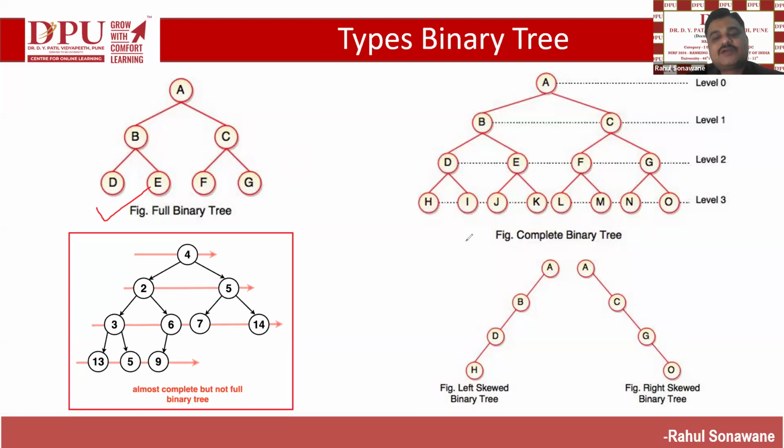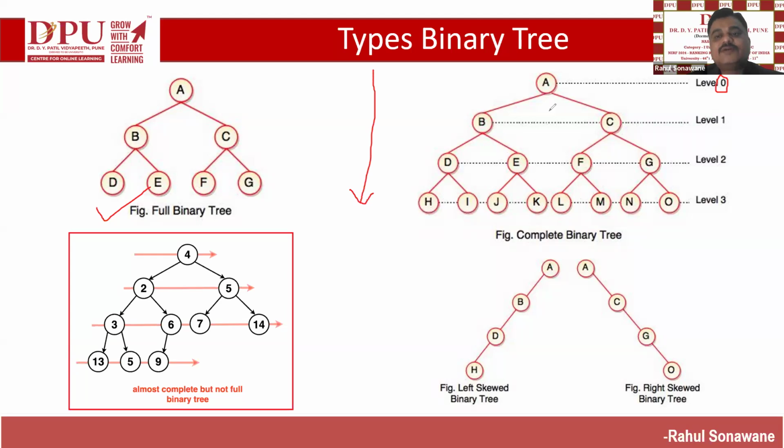Now, next is the complete binary tree. In a complete binary tree, what happens? The levels are filled from top to bottom. The root is kept at the 0th level, right? And all the leaves are at the bottom. The children, or the subtrees of a root, are at level 1, and the subtrees of those are at level 2, and so on.